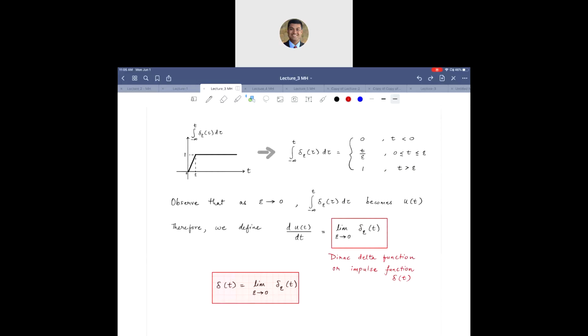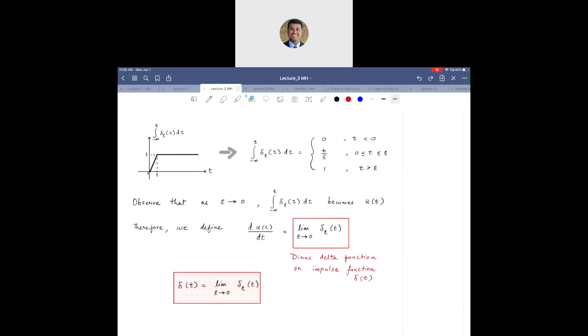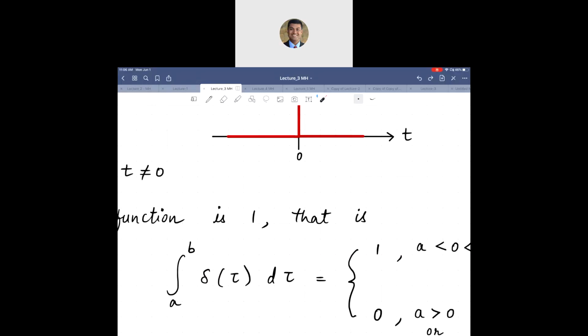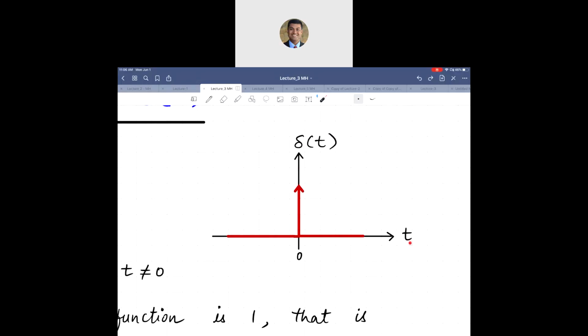All right, let's move on. A few things to note over here about the impulse function, or the delta function. First, what does it look like? It looks like that. Our x-axis is time. The delta function is 0 for time less than 0 and greater than 0. And when time equals 0, it shoots up to infinity. That's why the arrow is pointing up.